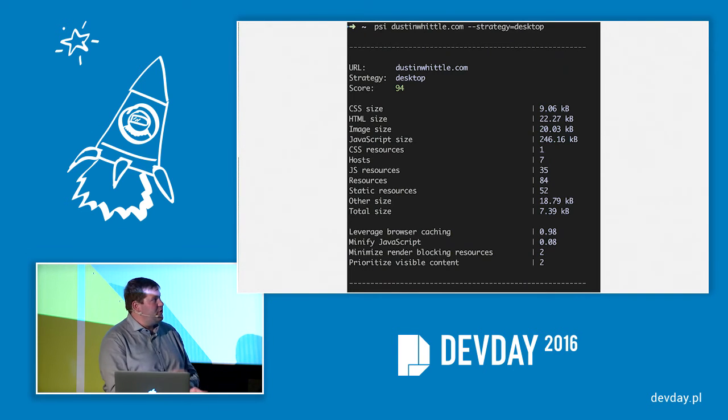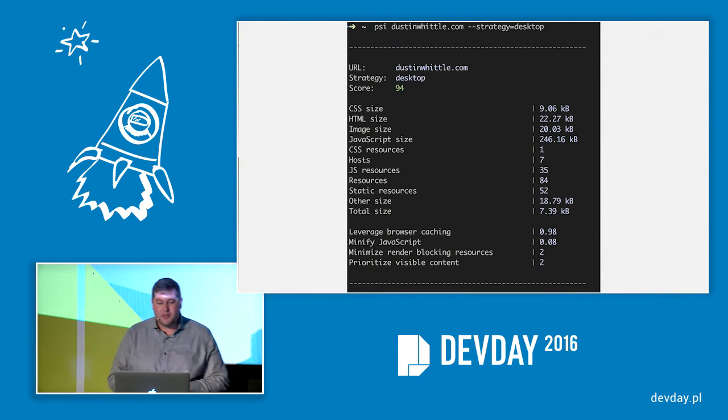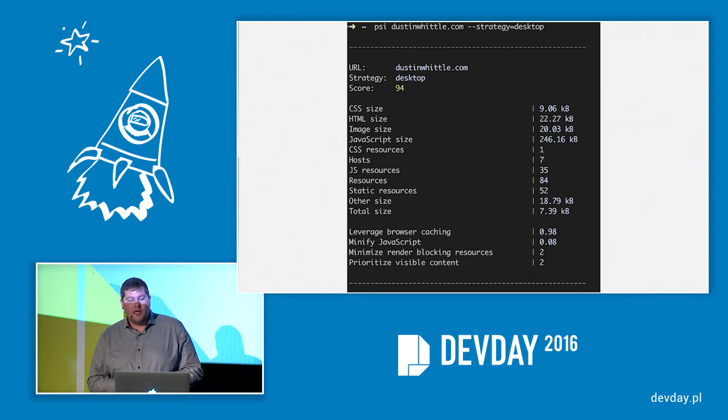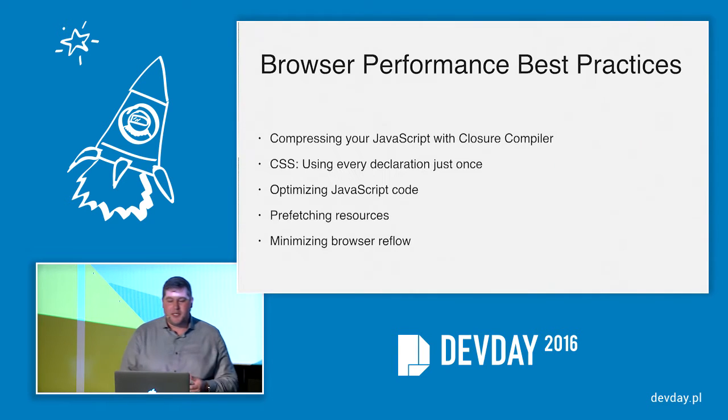So this will give you an output that looks like this. This is basically a command line version of what we saw on the web page. But my PageSpeed score is up here. PageSpeed score is 94. And then here are some best tips that I should be following. Leverage browser caching and minify JavaScript. So that's a quick crash course in how to optimize the basics of performance in the client side.